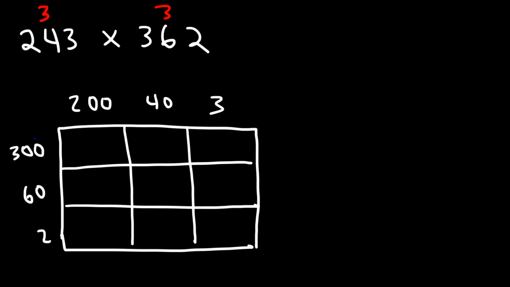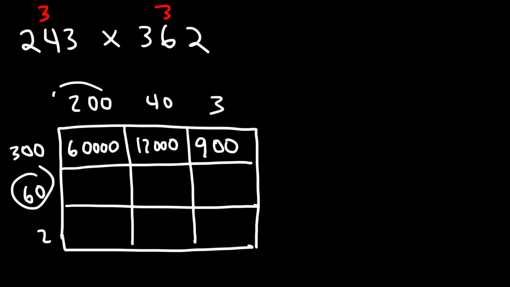So let's begin by multiplying 300 times 200. 3 times 2 is 6, and then we have 4 zeros to add. So the first number is going to be 60,000. And then 300 times 40. So 3 times 4 is 12, and then we need to add 3 zeros. And then 300 times 3. 3 times 3 is 9, and then add 2 zeros.